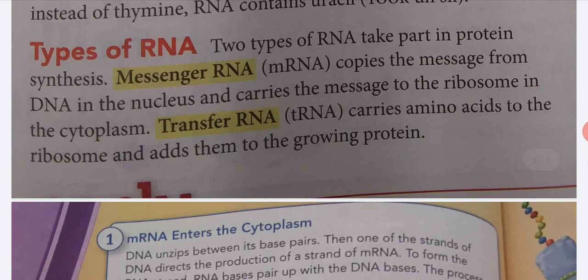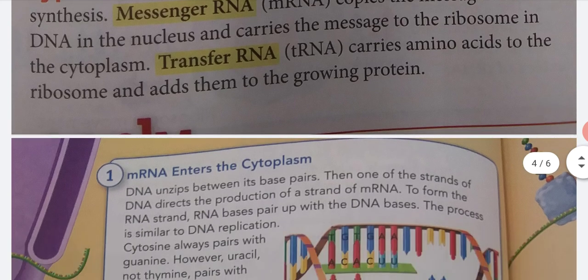Types of RNA. Two types of RNA take part in protein synthesis. Messenger RNA copies the message from DNA in the nucleus and carries the message to the ribosomes in the cytoplasm. Transfer RNA carries amino acids to the ribosome and adds them to the growing protein.